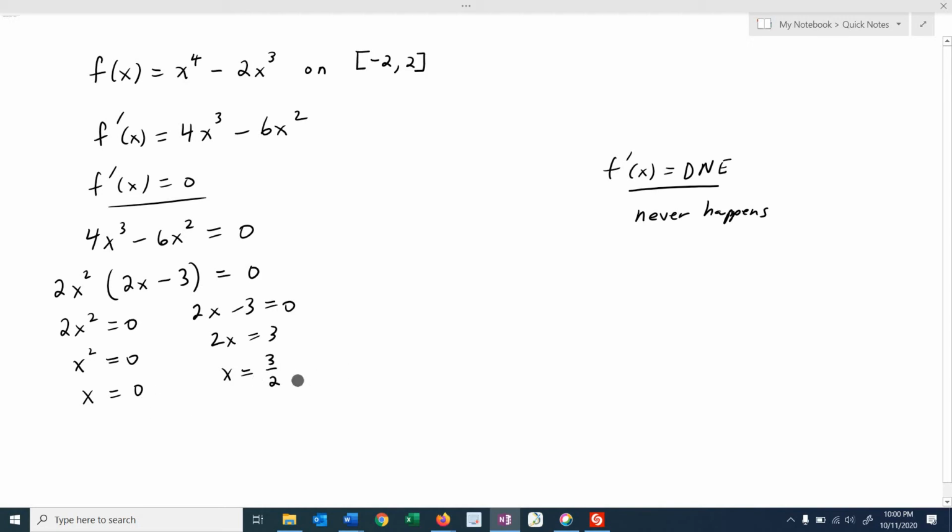Now, let's go back and make sure these are actually critical points. Notice that both of them are in the domain of this function, so they really are critical points.